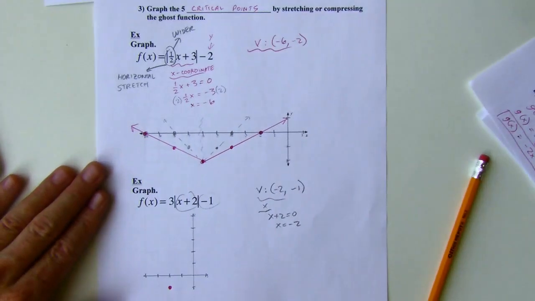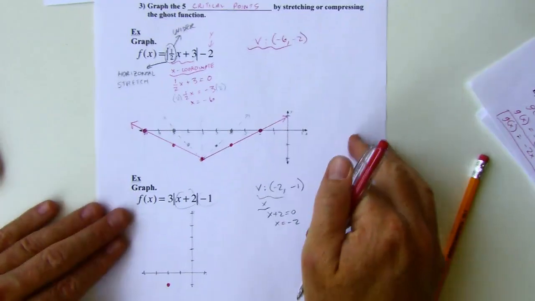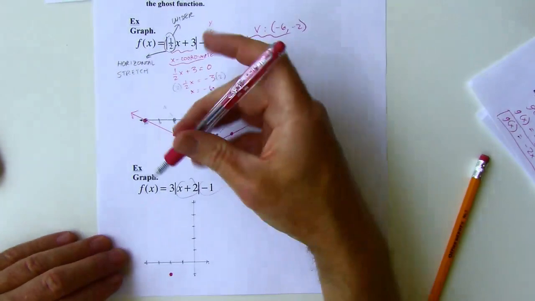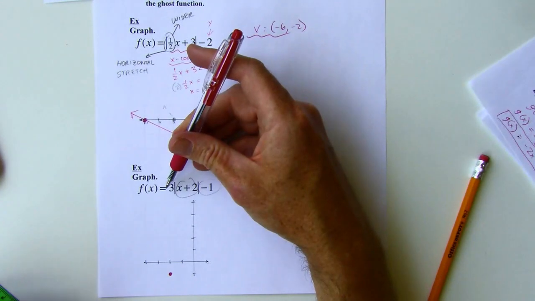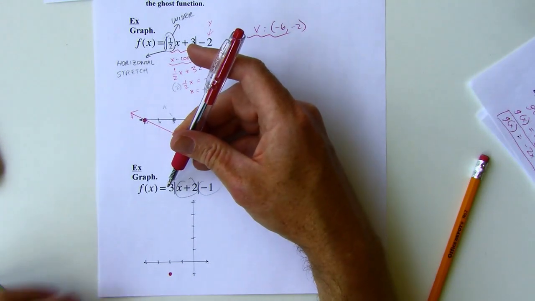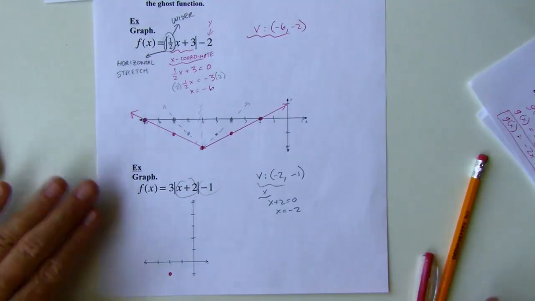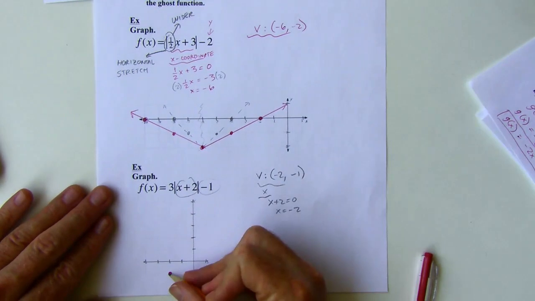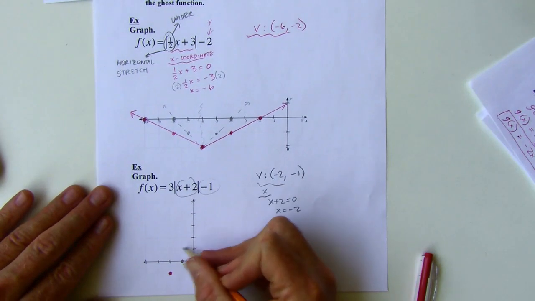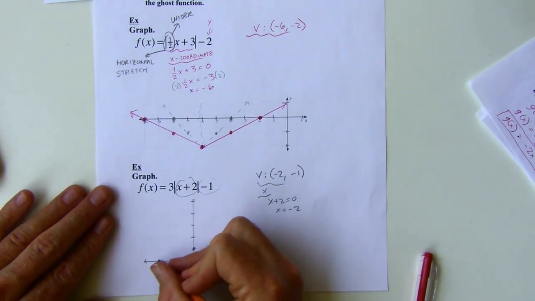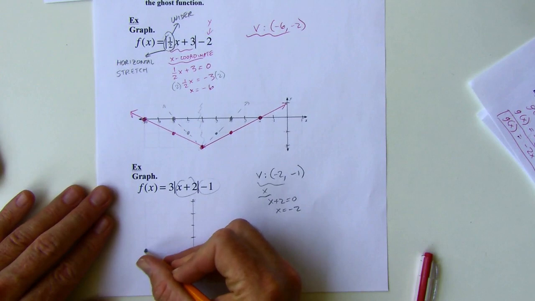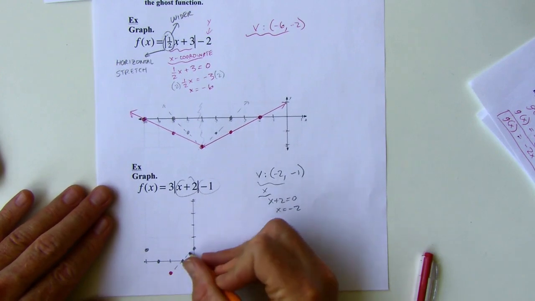Okay, now I'm thinking, all I really need to worry about for the reflections is, is there a negative on the outside? If there is, then it'll open down, but there isn't here. So this one's going to be opening upwards. Okay, that means I'm ready to graph the ghost. Up one to the right one, up one to the right one, up one to the left one, up one to the left one. Here is my ghost.